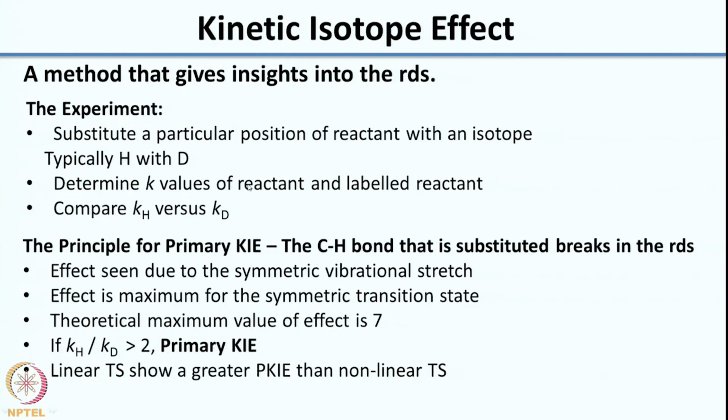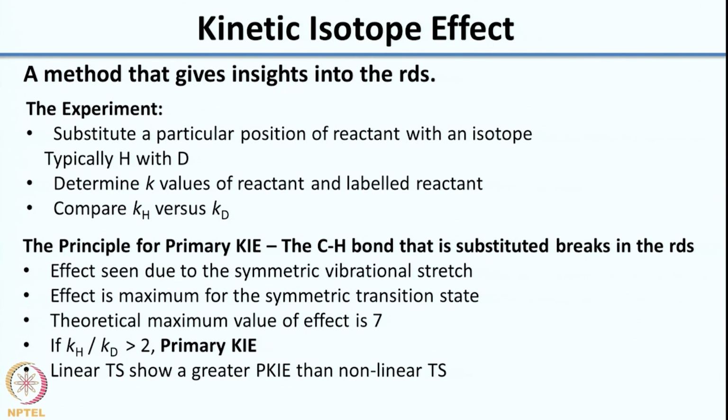Then we moved on to another interesting experiment, which is the kinetic isotope effect. This is a method that gives insights into the rate determining step. In this experiment a particular position of a reactant is substituted with an isotope. Typically hydrogen with deuterium is what we studied. So the k values of the reactant and the labeled reactant are determined and you compare the ratio.